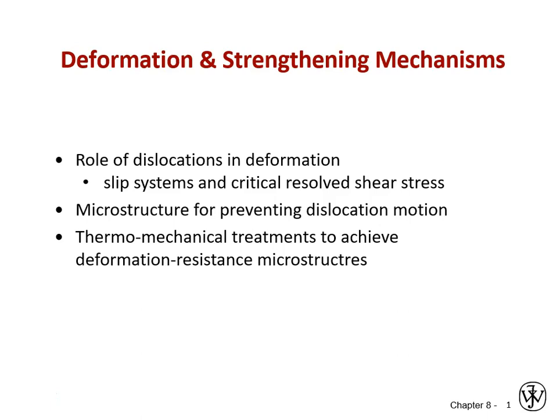Microstructure for preventing dislocation movement. That is truly the heart of this discussion. What do we need to do microstructurally, mechanistically in a material to keep dislocations from moving if we don't want them to move? And then processing. We're going to pick up on some of that for the first time. Thermomechanical treatments to achieve deformation-resistant microstructures. So basically, what kind of microstructure do we need to keep dislocations from moving, and then how do we actually make that in a material?